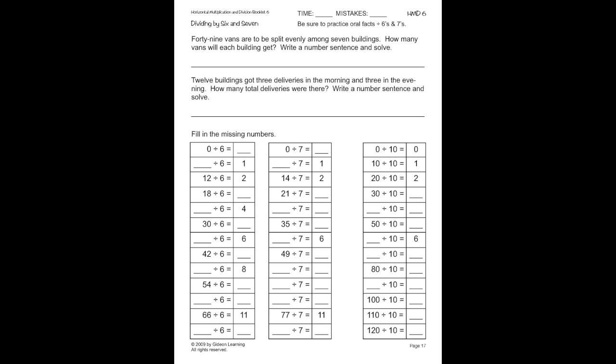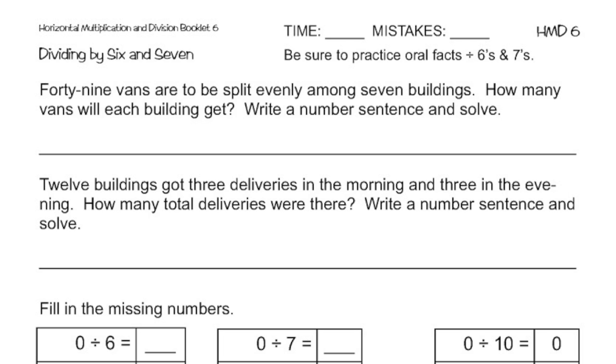And so the first one we have is 49 vans are going to be split evenly among 7 buildings. How many vans will each building get? Write a number sentence and solve.